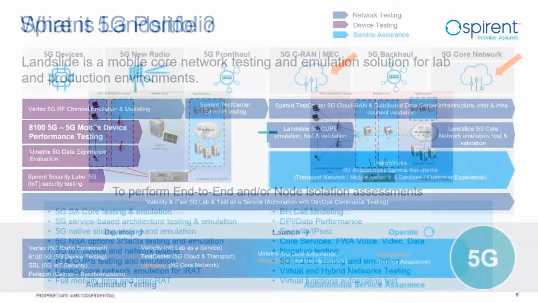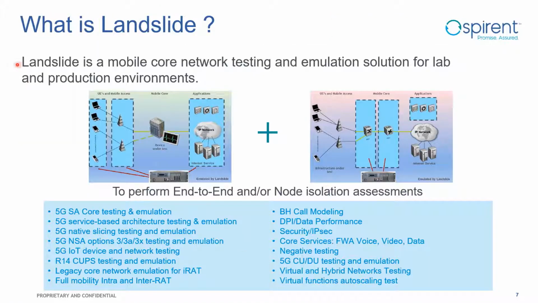Okay, so what is Landslide? Landslide is a mobile core network testing and emulation solution for lab and production environments. It basically revolves around two main concepts. The first one is the ability to test a function or set of functions, and the second one is the ability to emulate functions or sets of functions.